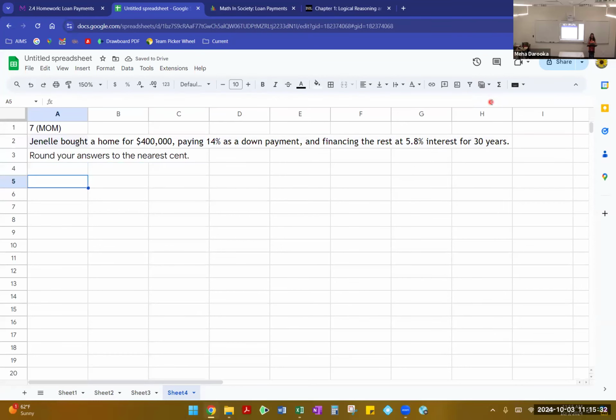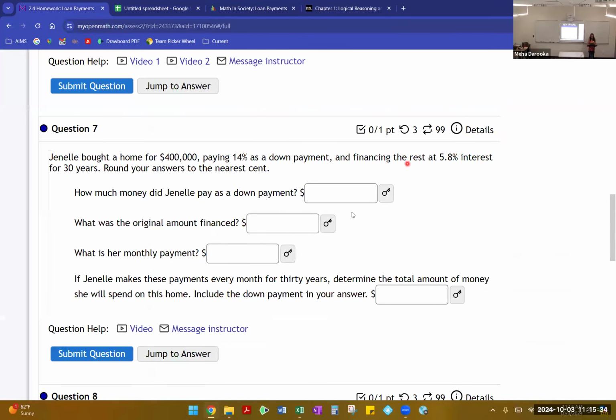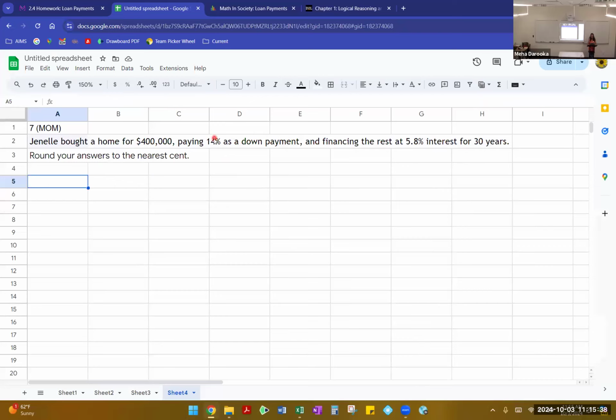Okay. First question is asking us, how much money did Janelle pay as down payment? So they're telling us they are paying 14% as a down payment. So how do we calculate the down payment?